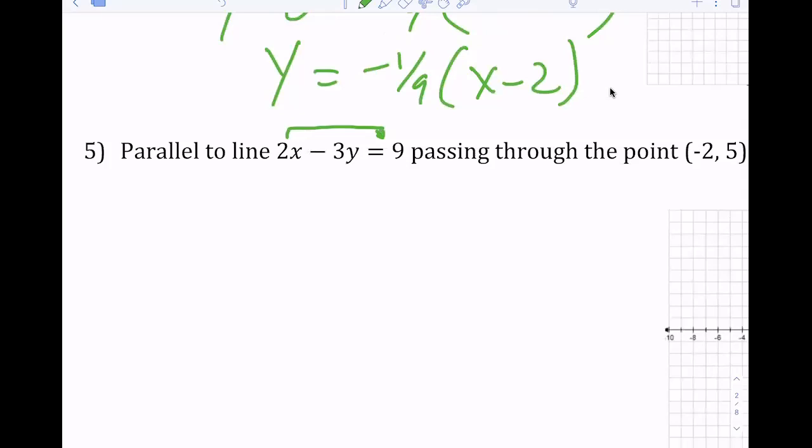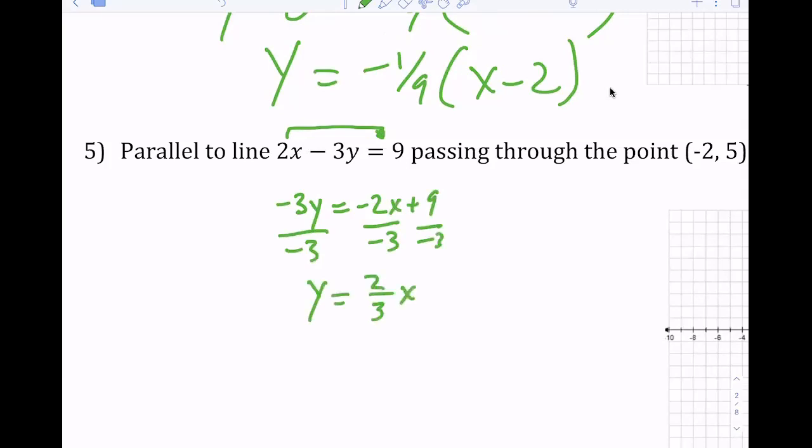I'm going to move the 2x. So now when you move it, it becomes what? Negative. So -3y equals -2x plus 9. Now what? Then you divide by -3. Dividing by -3. So y equals, tell me, 2/3 x minus 3, or do I care about the -3 really?